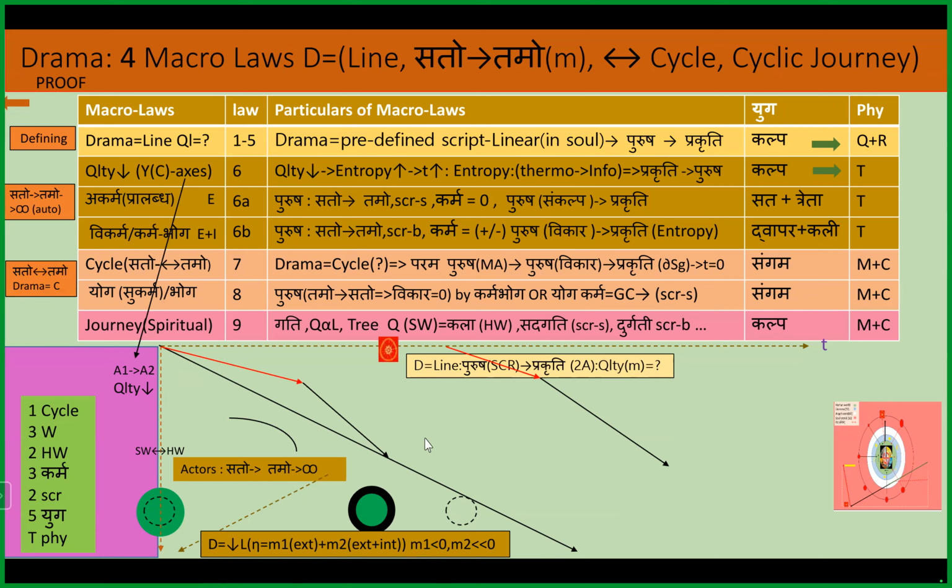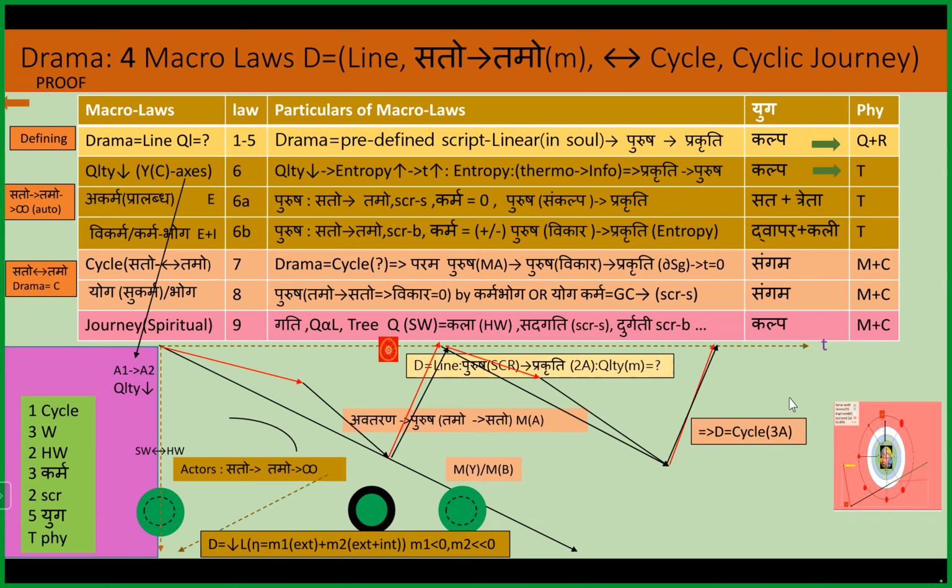And then if it is a cycle, then there is an Avtaran of the Param Purush, because there is Tamo to Sato. So this Avtaran, Purush, Tamo to Sato, is either by Yog or by Bhog. So again, it is reinitialized to its original state. So we can say that by Yoga or by Bhog, and then another cycle happens.